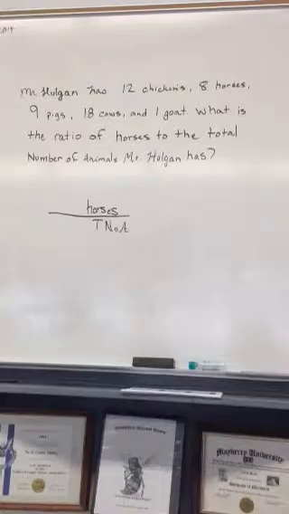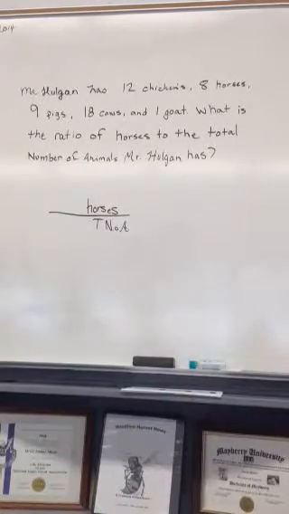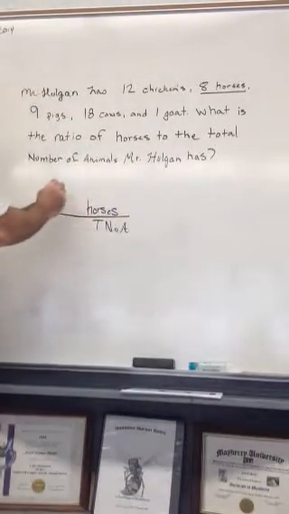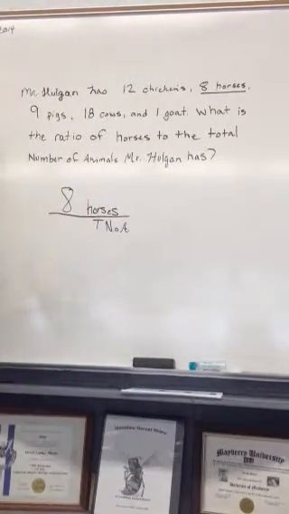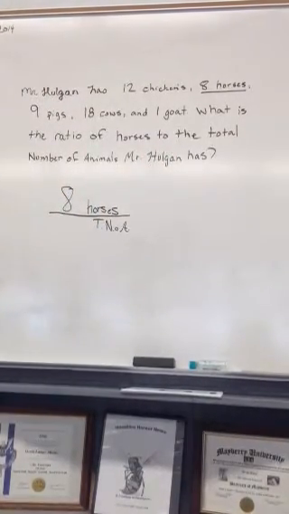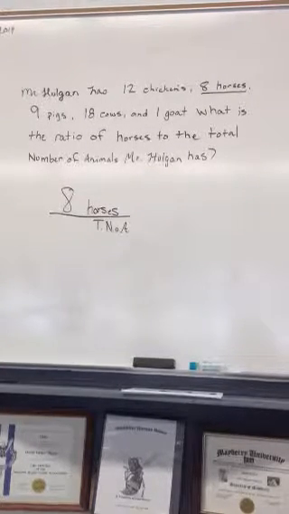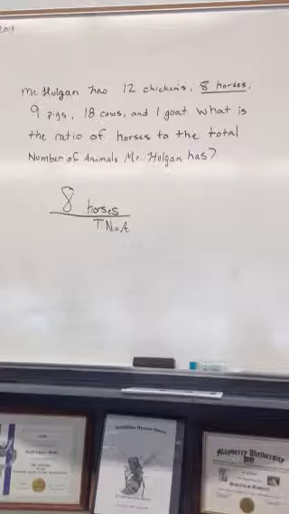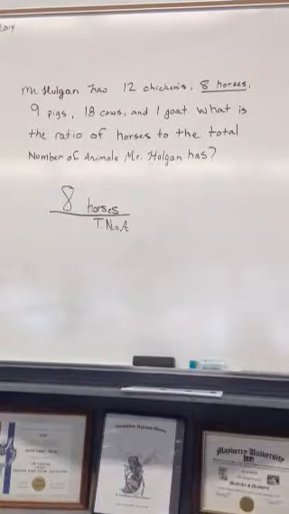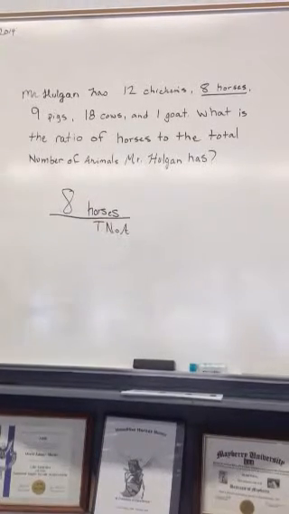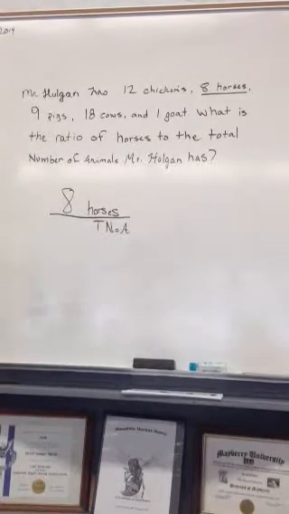Now we will count how many horses Mr. Morgan has. The problem tells us that Mr. Morgan has 8 horses, which we will here fill in on the numerator portion of the fraction. The second part of the problem wants us to compare how many animals he has total. The problem does not give us this, so what must we do? Yes, ma'am? Add them all together. Add them all together.